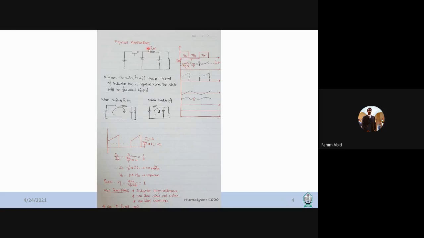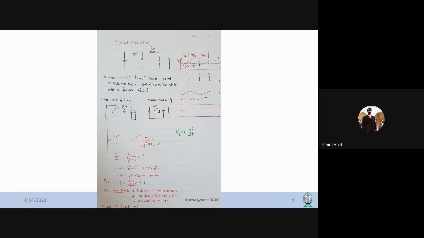we know that the voltage across the inductor VL equals L di by dt. So if I write it here, we have V of L, which equals L multiplied by di over dt. So this slope is basically VL divided by L. That means the voltage across L divided by L.